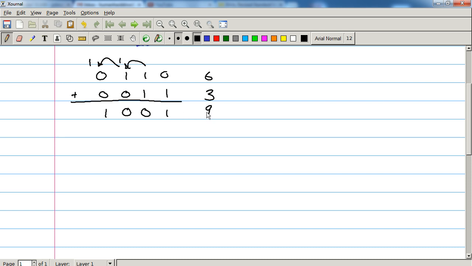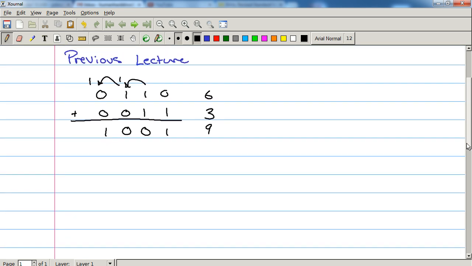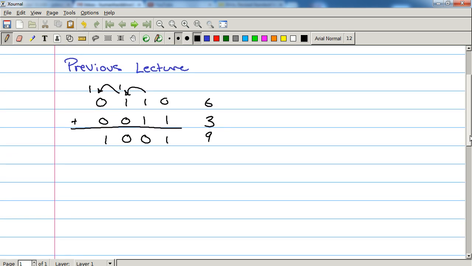6 plus 3 is 9. Everything works. So it's a fairly straightforward process. The only trick is knowing when to carry. If you add two things and the result is greater than 1, you should do a carry. Okay, so let's look at another example, because this example is actually a little more useful.